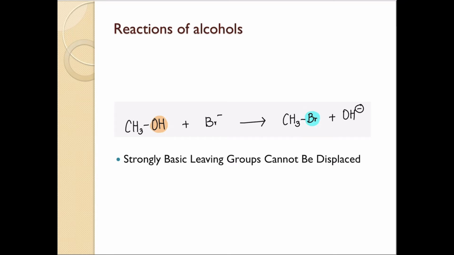You have methanol reacting with Br minus to give an alkyl halide. This reaction as such is not going to occur. The reason for that is OH is strongly basic and therefore it cannot be displaced. If this reaction is not possible, how can we do a substitution reaction with an alcohol?